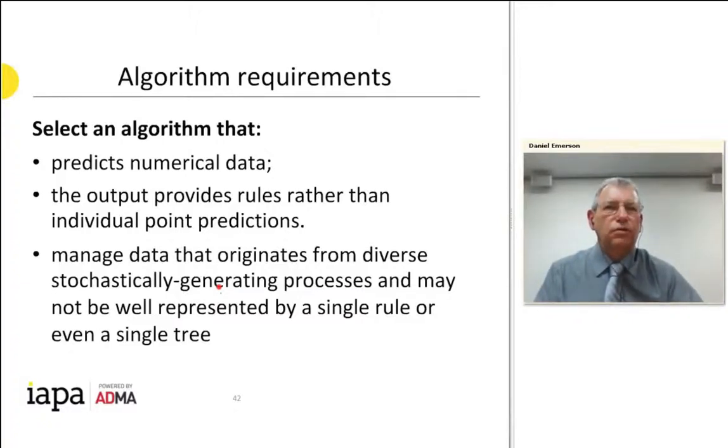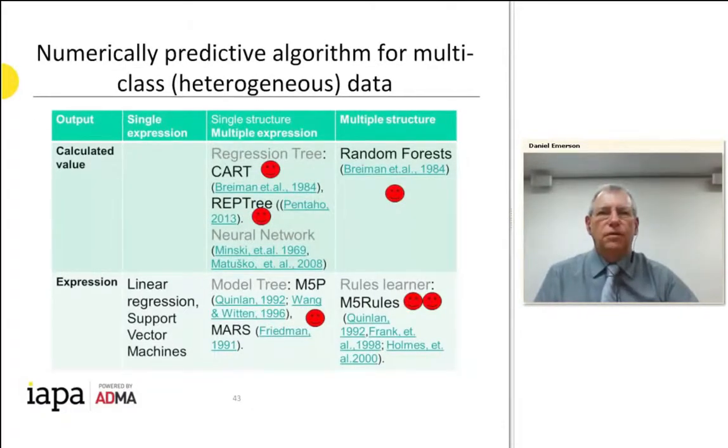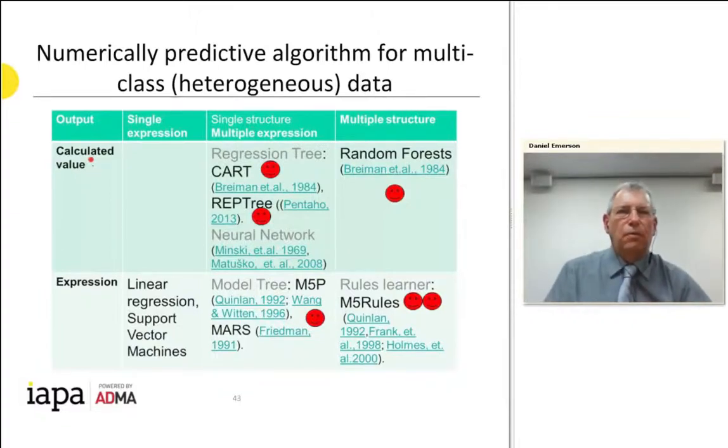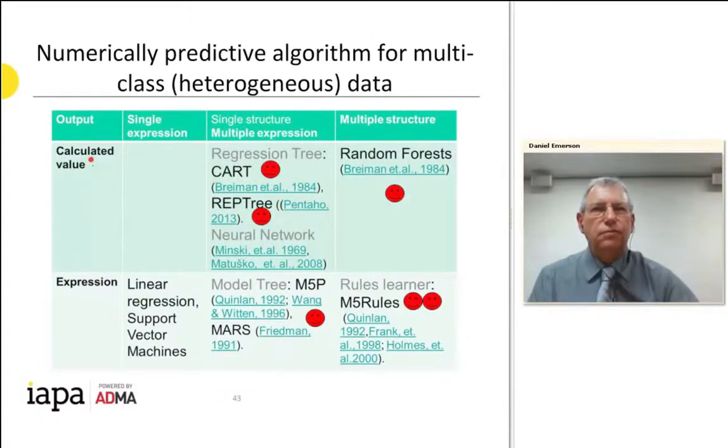So we have a table which summarises some of the models that we tried. If we look along the top, we have a single expression column, a single structure column, and a multiple structure column. Looking down, we have a calculated value, so that when you ask for an answer, it comes up with an average value, as opposed to an expression, which is a single linear expression involving each of the variables.